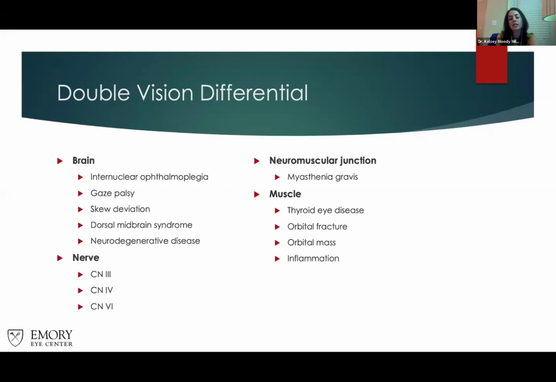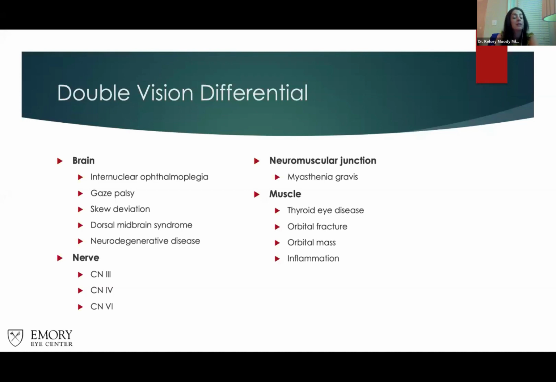But we're looking for different things like an internuclear ophthalmoplegia. These patients will have an adduction deficit, so there'll be an exotropia, so they'll need base in prism. Gaze palsy, there'll be a physical area where they won't be able to move the eye to. A skew deviation, like a 4, they'll have a hyper, but the eye will be incyclotorted instead of excyclotorted. Dorsal midbrain syndrome, they can have a deficit in their vertical eye movements.